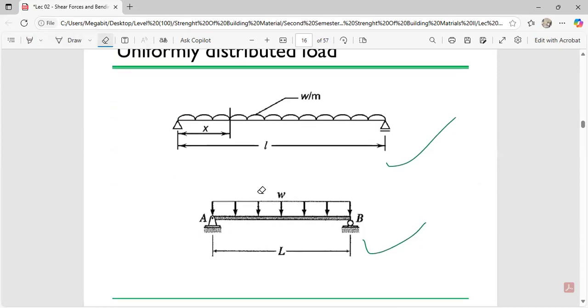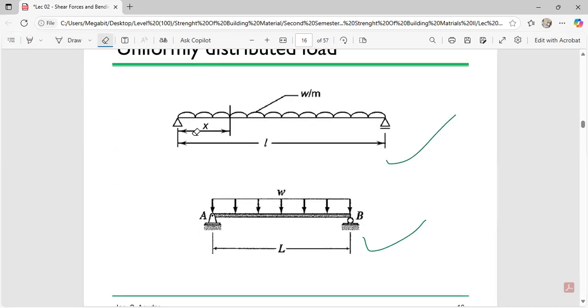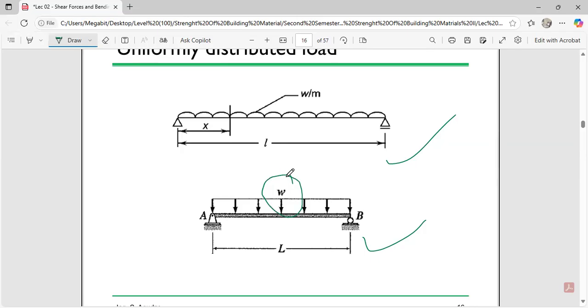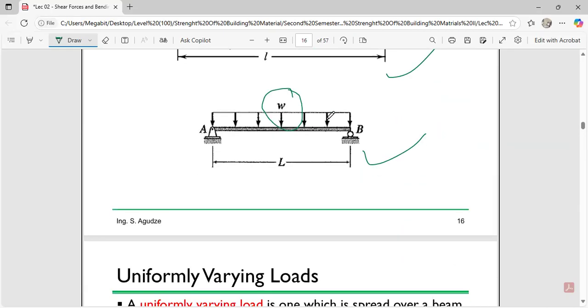So this is an example of a uniformly distributed load. You can see over here is a capital W, and over here is a small w per meter.